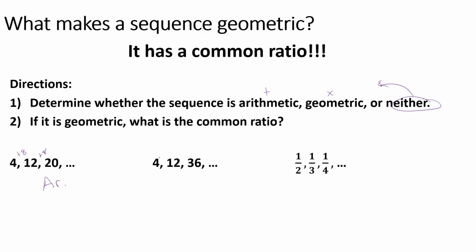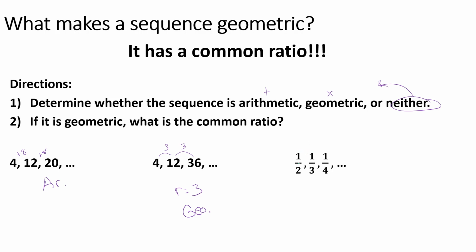All right, let's check for geometric. 4 times 3 is 12. 12 times 3 is 36. Now we have a common ratio. So our common ratio is 3, and it is geometric. All right, next.